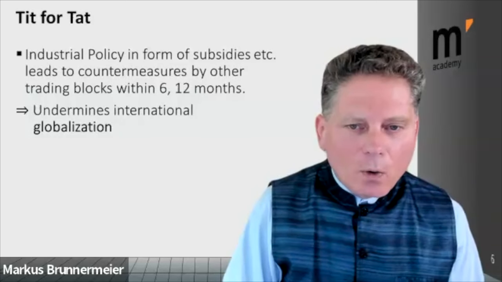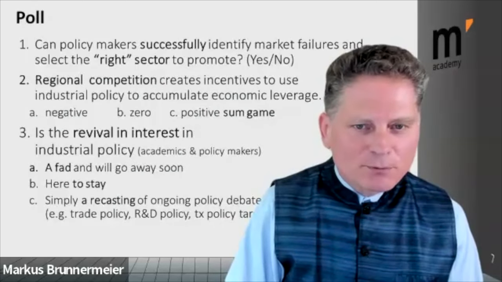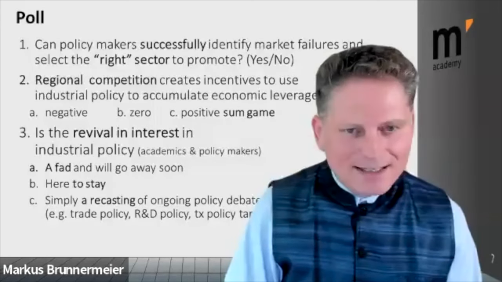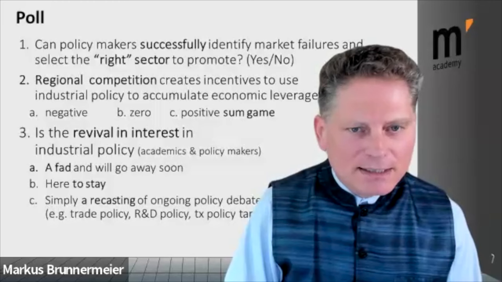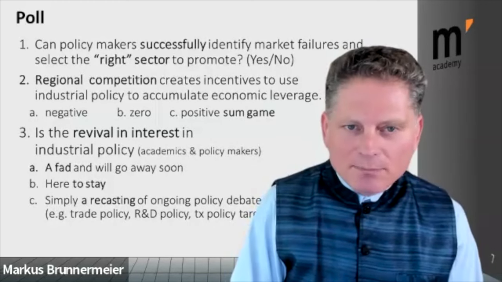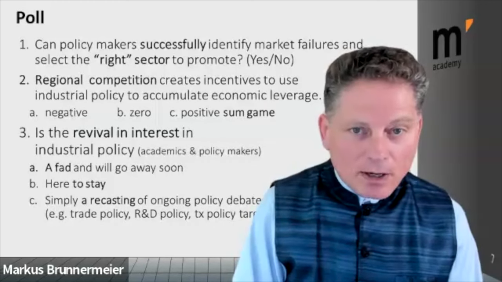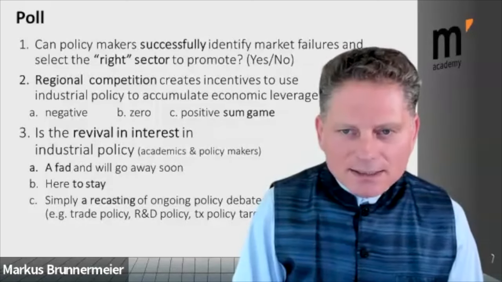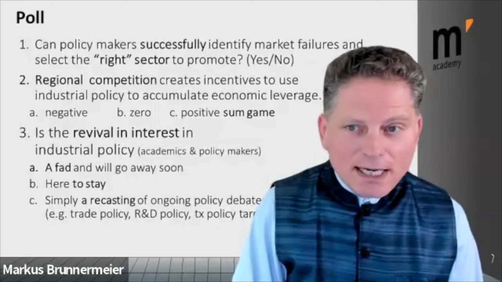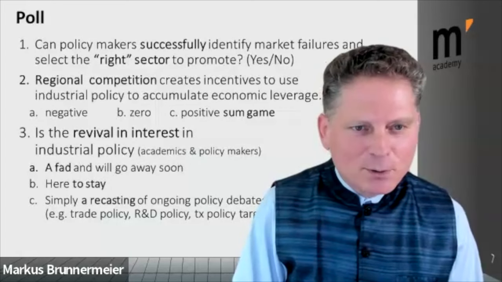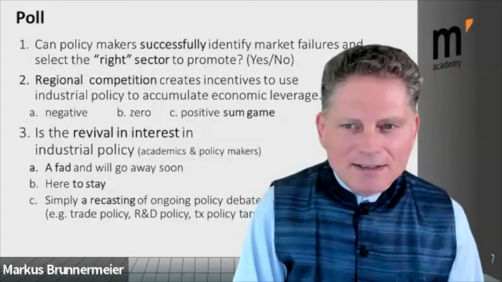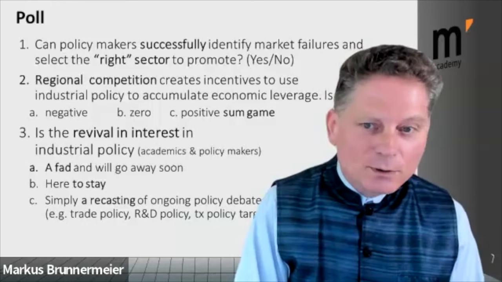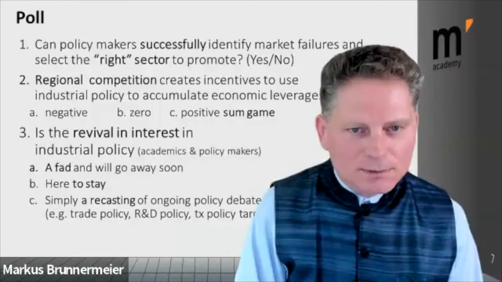Now, the poll questions Ernest put forward are the following ones, and let's see how you voted. The first question is very much related to what we discussed. Can policymakers really successfully identify market failures and select the right sector to promote? And the answers you have given us: 38% thought yes, the government can do it. They're very good at that. And 62% no, the government cannot do it. So the majority, almost two thirds, say the government can actually not do it.